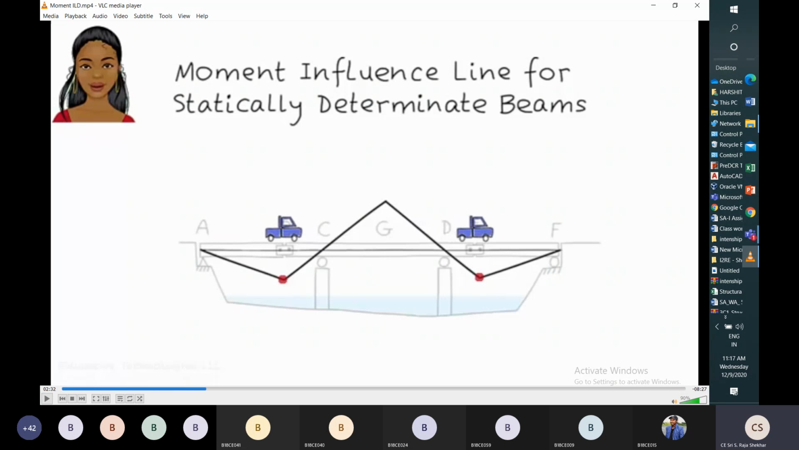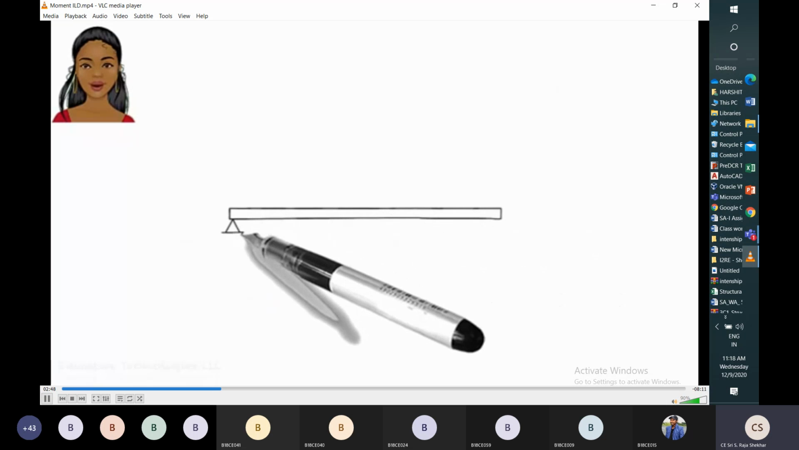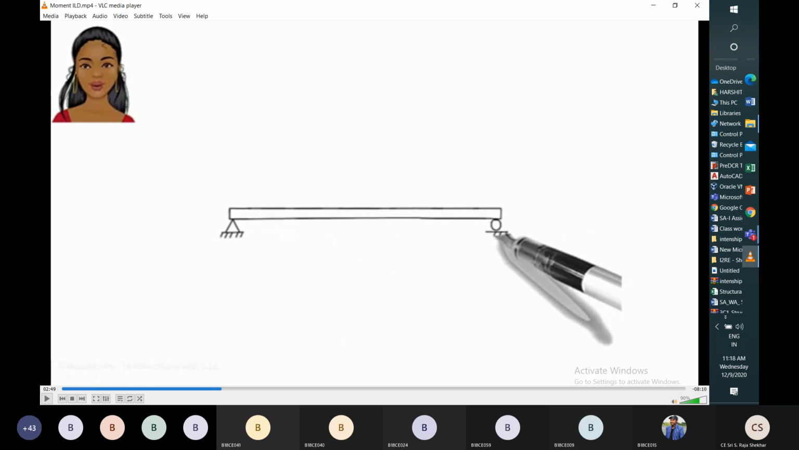If you want to design that beam, we have to place two vehicles like this. One vehicle at this location, another vehicle in this location, and we can calculate the maximum bending moment developed in BG, that is the negative bending moment. We need to design this beam for that maximum negative bending moment. So to get the maximum positive bending moment, we have to place the vehicle at G and calculate the maximum positive bending moment.